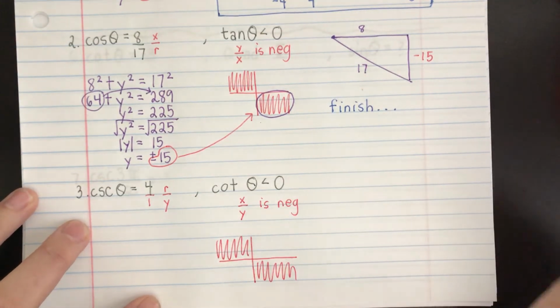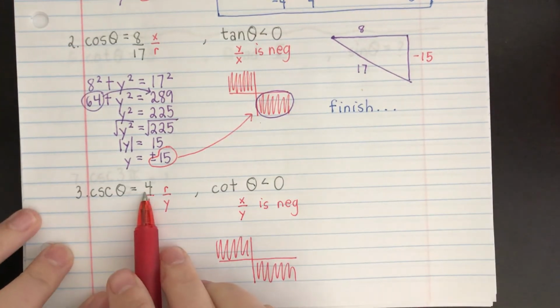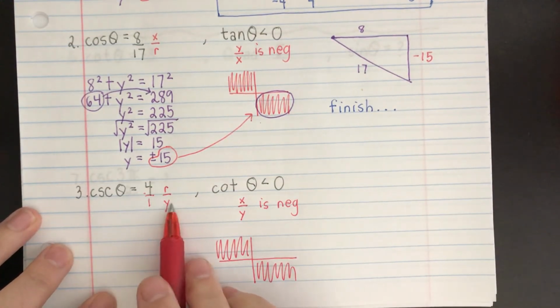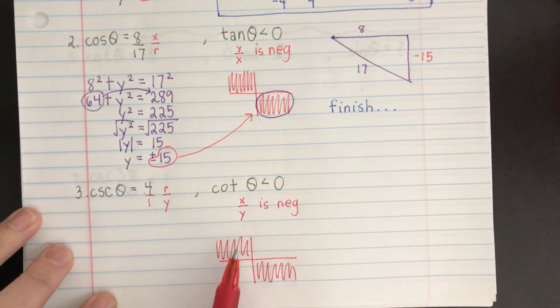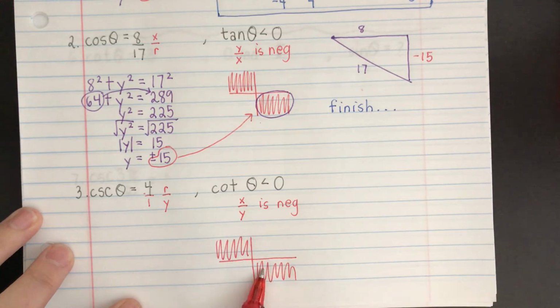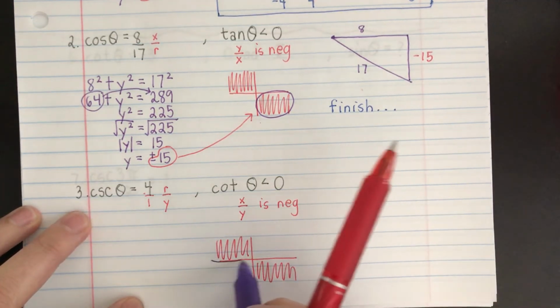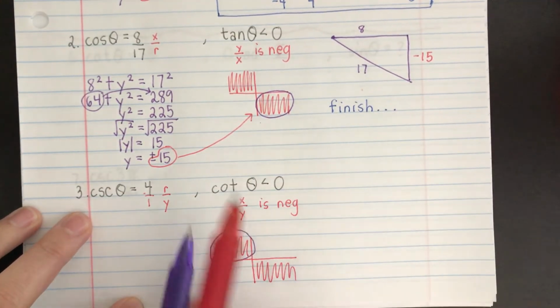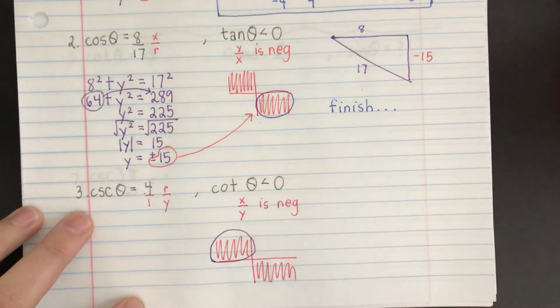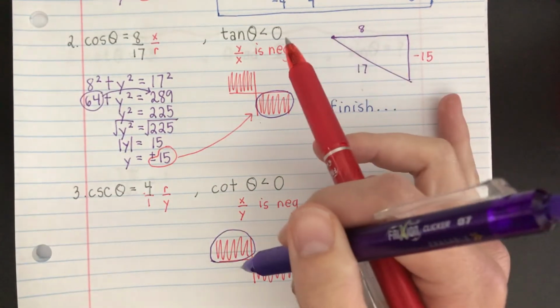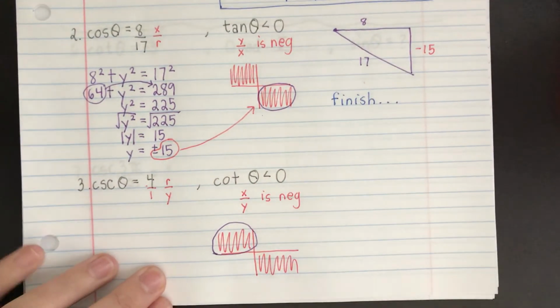And then again here we have another hint. This is positive. That means y must be positive. So if one of the two of them has to be positive and one of them has to be negative, that must mean we're talking about this quadrant here. Because y is already positive, x must have to be negative. So we know it's got to be that quadrant. Let's start drawing our triangle.